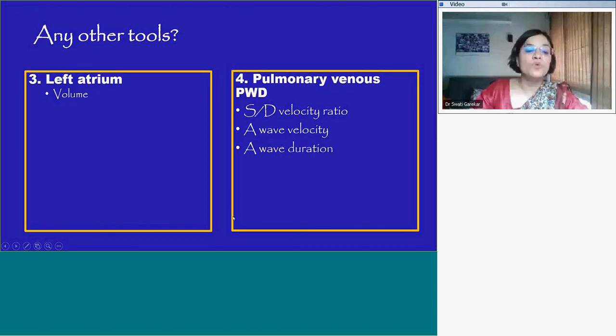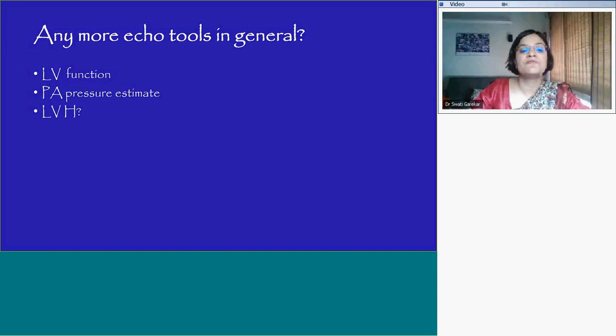Tool number 3 is the left atrium and how its volume assessment affects us in diastolic dysfunction. Number 4 is pulmonary venous pulsed wave Doppler. Very essential.